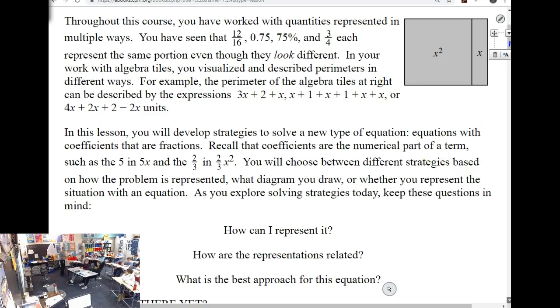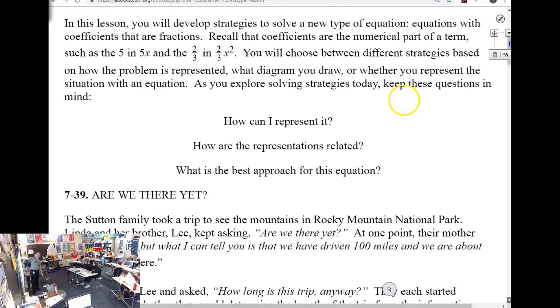So, ladies and gentlemen, real quick, before we get into the actual problems here, look at that first paragraph. It's just saying throughout the course, you work with fractions, decimals, percents. All right? Each represent the same, even though they look different. So these all equal the same thing. With algebra tiles, we've done different things. X squared plus x, we can see that they don't go together. They're not like terms. We've seen things like this and combine them.